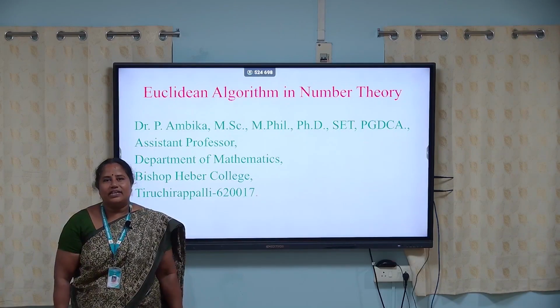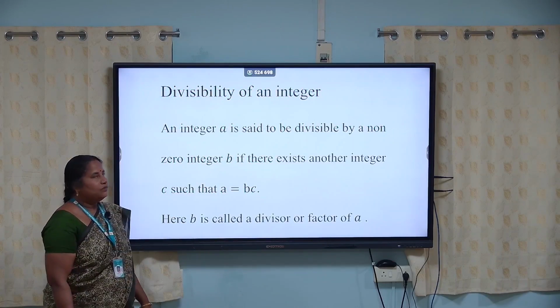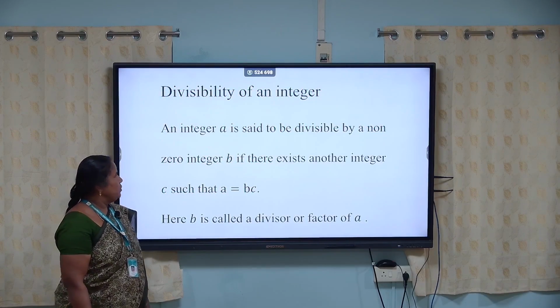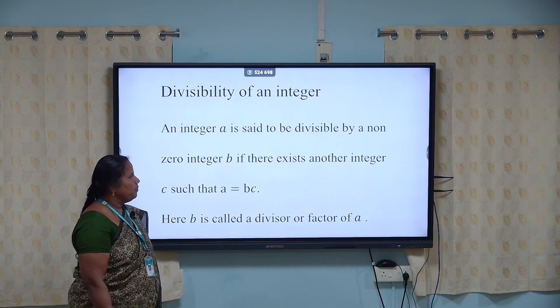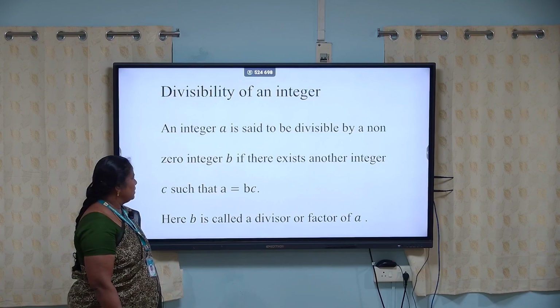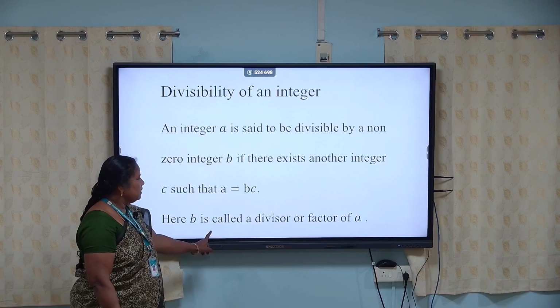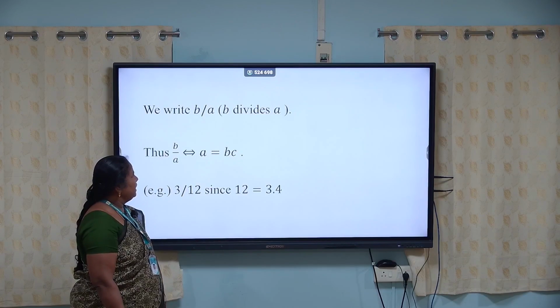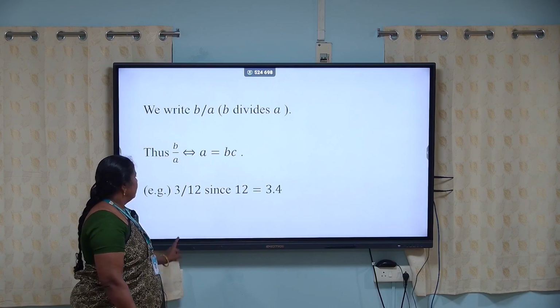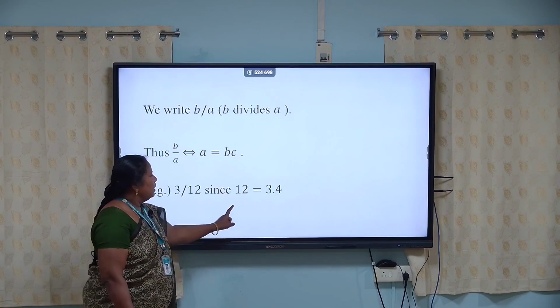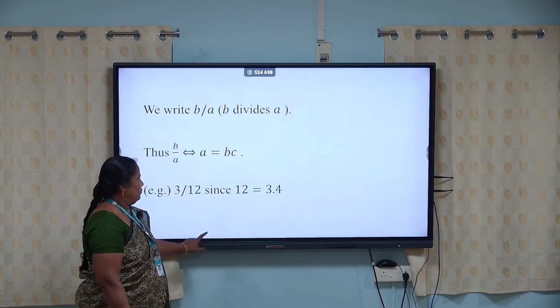I am going to take the Euclidean algorithm in number theory. Now we are going to see divisibility of an integer. An integer a is said to be divisible by a non-zero integer b if there exists another integer c such that a is equal to bc. Here b is called a divisor or factor of a. We write b divides a. Thus b divides a if and only if a is equal to bc. For example, 3 divides 12 since 12 can be written as 3 times 4.